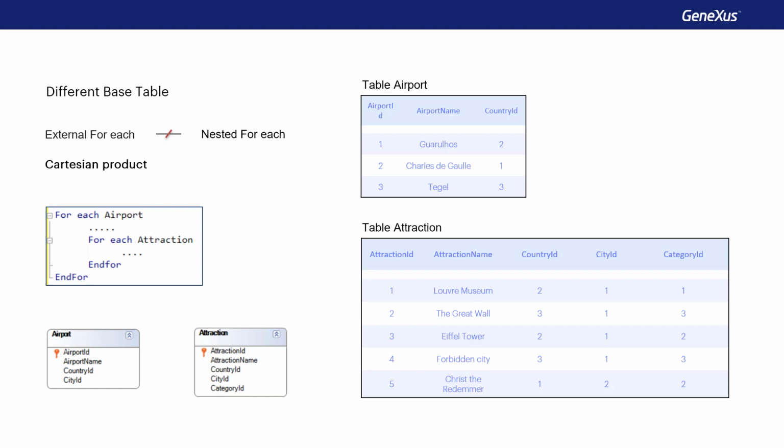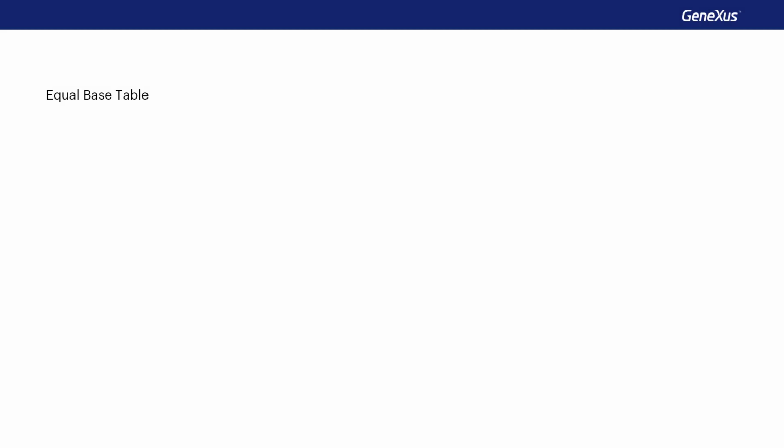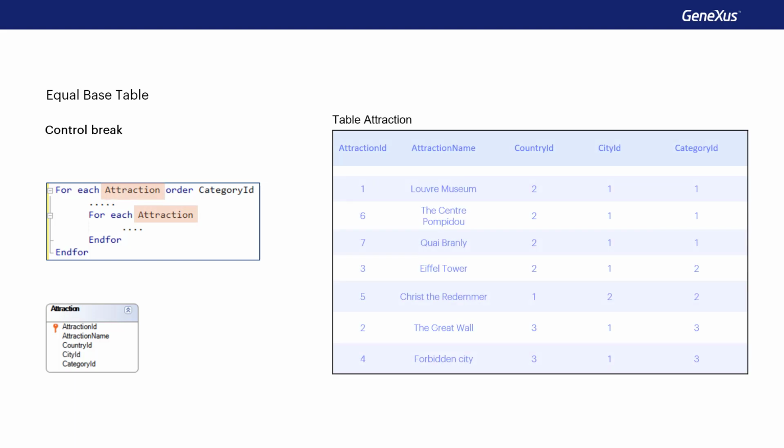When the base tables are the same, an operation known as control break is performed. It takes place when we need to group the data from a table, run certain instructions that consider the group's common data, and then run through each member, and then run other instructions to move on to the next group and repeat the process. In this case, we must indicate the attributes that make up the group using the order clause. This case occurs because the same base transaction was specified for the external for each command and for the nested one.